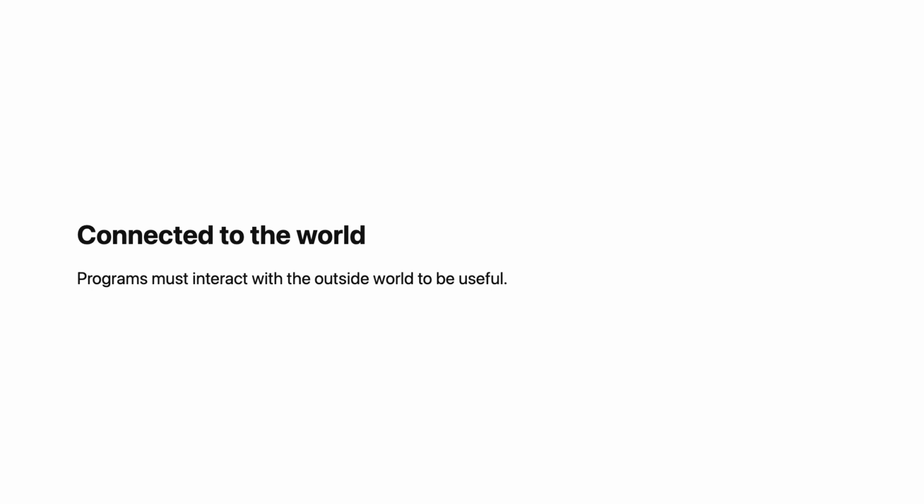A program does not exist alone. It runs on a computer. The computer exists in the world. There are users, other programs, files, networks, sensors, displays. For a program to be useful, it must interact with this world. It must receive information from outside itself. It must send information back out.